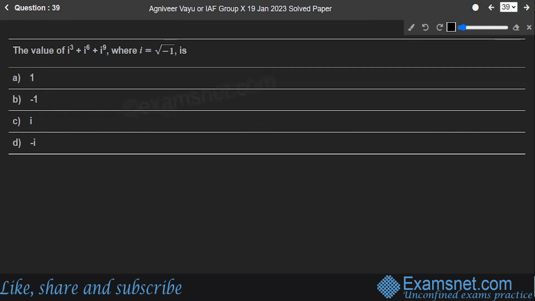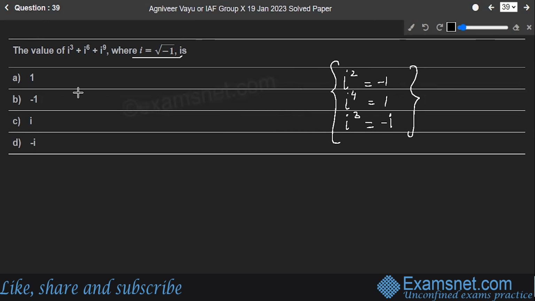Next is question number 39. The value of iota raised to power 3 plus iota raised to power 6 plus iota raised to power 9 is equal to, where iota is the root of -1. You know iota is the imaginary number. Also, let's discuss a few formulas before starting with the question. You know iota square is equal to -1 and iota raised to power 4 is equal to 1. Also, iota cube is equal to minus iota. So these three formulas you basically need to remember.